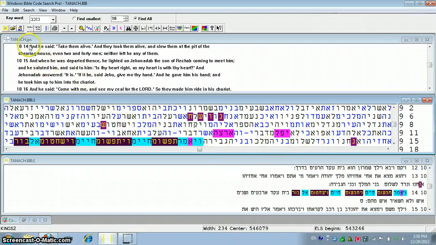In this verse, let's read it together. It's 10:14, and he said, take them alive, and he took them alive, and he slew them at the pit. And that's where I stopped, because we're not looking at the context of the verses here, we're looking at the context in relation to the axis term. If you think about it, if this comet is judgment and it's supposed to fall to the earth, take them alive, and he took them alive, and he slew them at the pit.